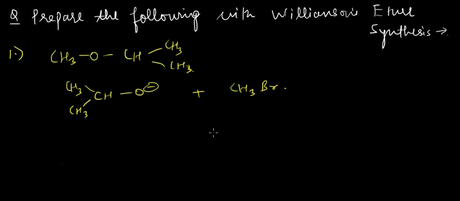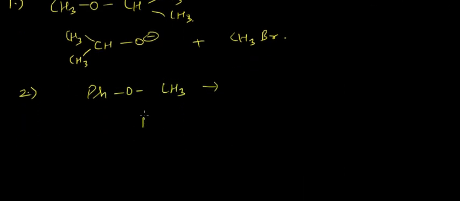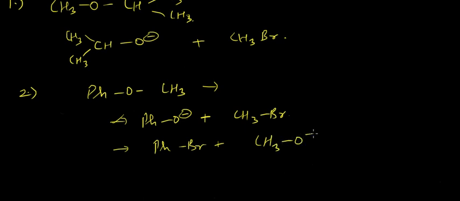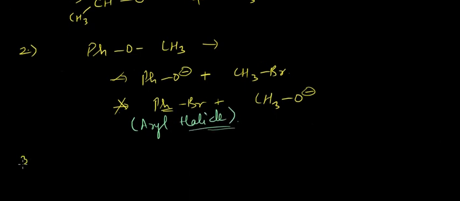Okay, how do you prepare this with Williamson's ether synthesis? PhOCH3, you can actually have PhO minus plus CH3Br to get to this, and you actually cannot have this. You can have, but you cannot have something like this, because in the intermediate this will get a partial positive charge. So due to the formation of a highly unstable aryl cation, this will not take place.